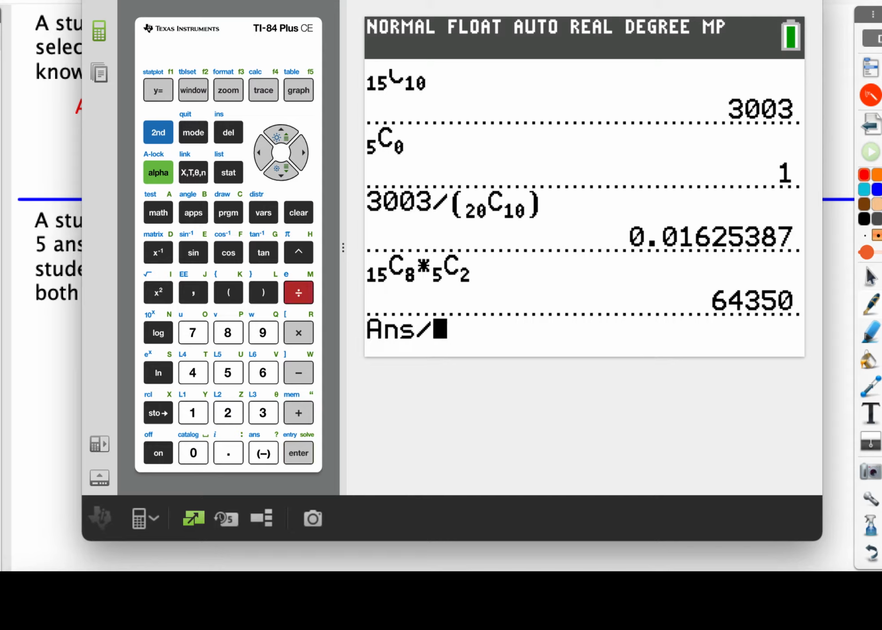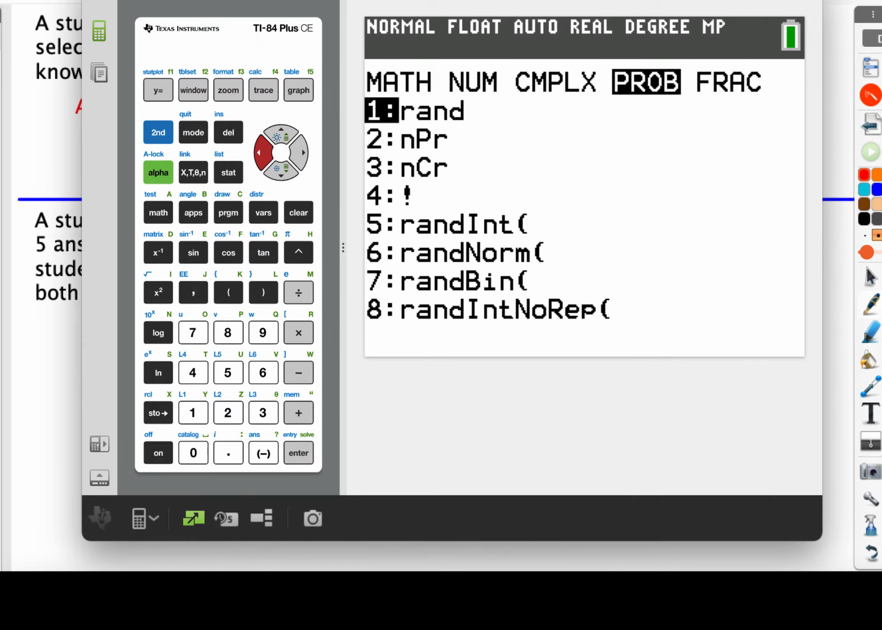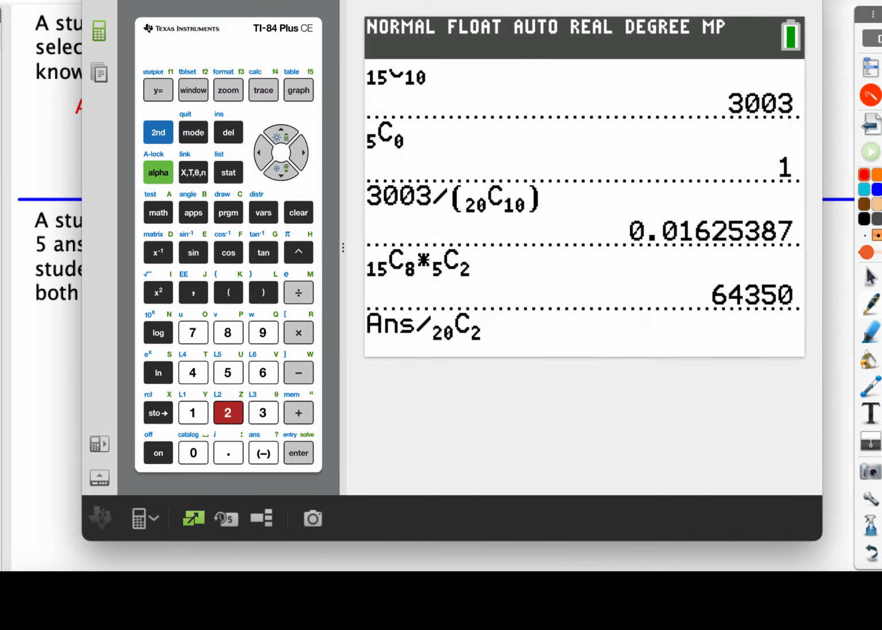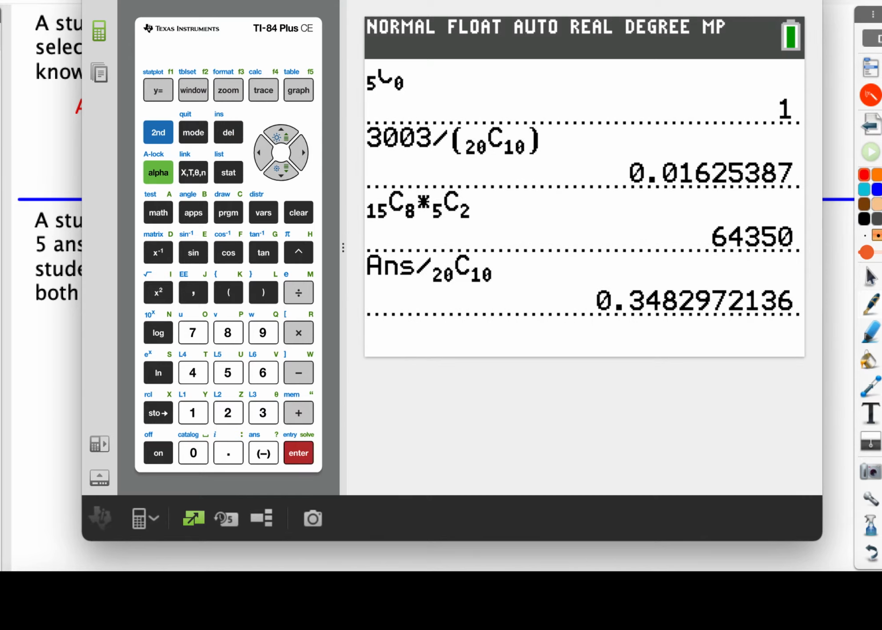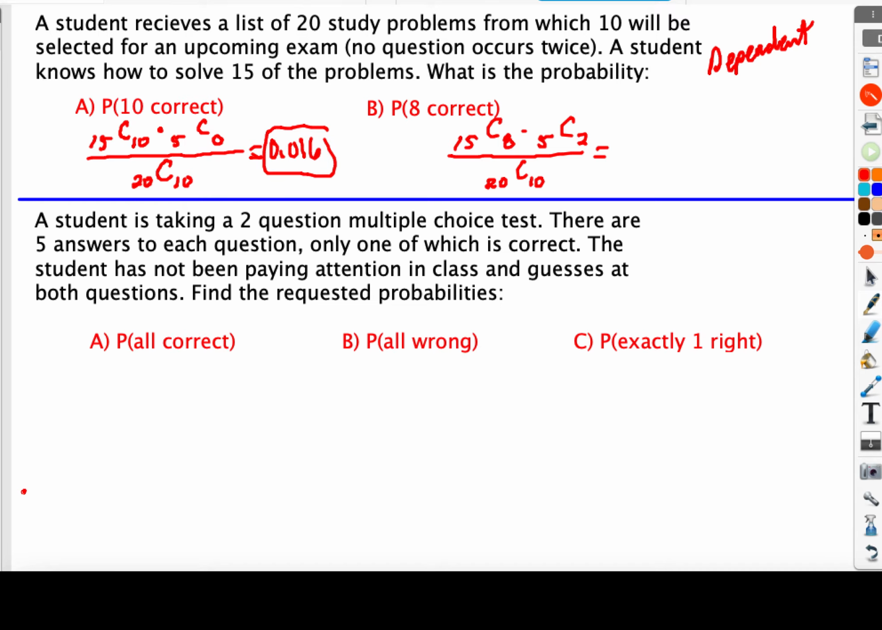We're going to divide that by, again, 20. I'm just going to go ahead and do it the old-fashioned route here. Choose 10. And we get 0.348. 0.348. Again, for an example there.